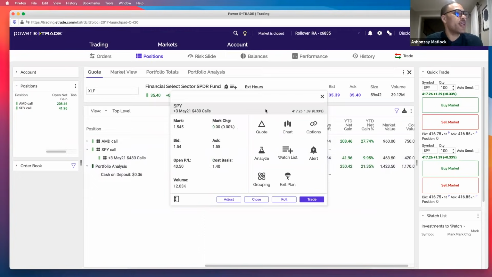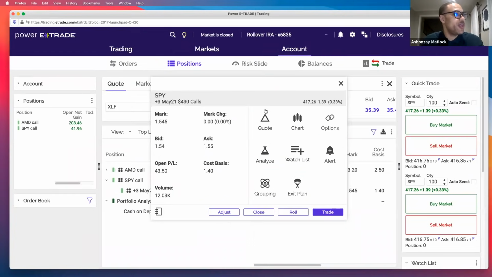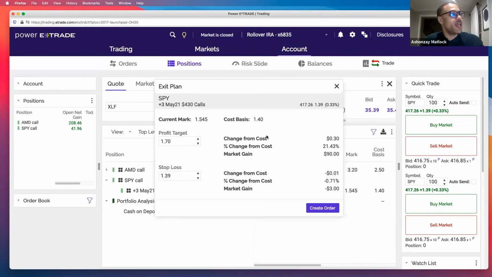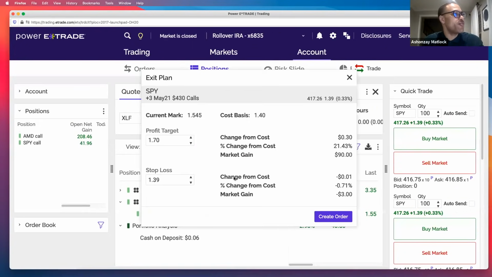And when I click on it and zoom in, it's going to bring up this screen here, right? And so ultimately what you want to be looking for is this right here, exit plan. So when this comes up, you're going to click on exit plan. And when you click on exit plan, I'm going to zoom in some more, you now have this box here.